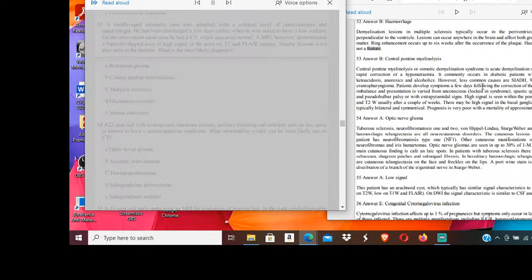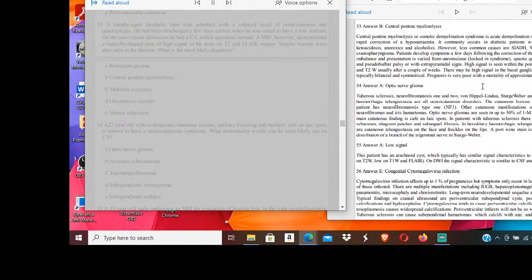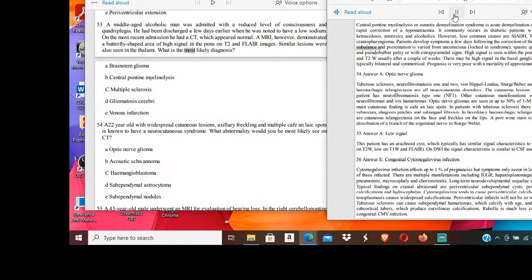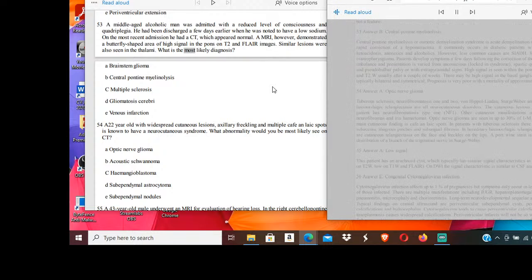A periventricular extension. 53 A middle-aged alcoholic man was admitted with a reduced level of consciousness and quadriplegia. He had been discharged a few days earlier when he was noted to have a low sodium. On the most recent admission he had a CT, which appeared normal. An MRI, however, demonstrated a butterfly-shaped area of high signal in the pons on T2 and FLAIR images. Similar lesions were also seen in the thalami. What is the most likely diagnosis?